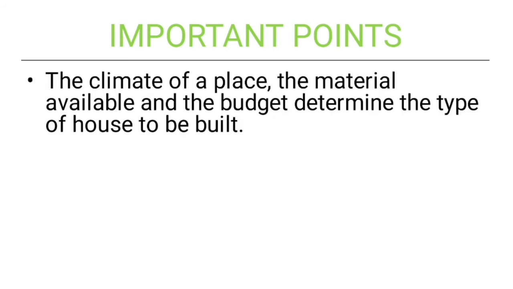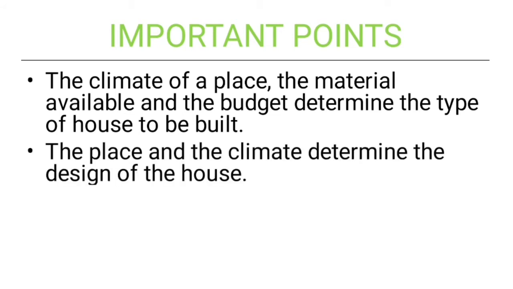Okay, so the topic: the climate of a place, the material available, and the budget determine the type of house to be built. So the climate of the place and the material available over there, and also the budget, determine the type of houses that can be built. Then the place and the climate determine the design of the house. So it depends upon climate and place what the design of the house should be.